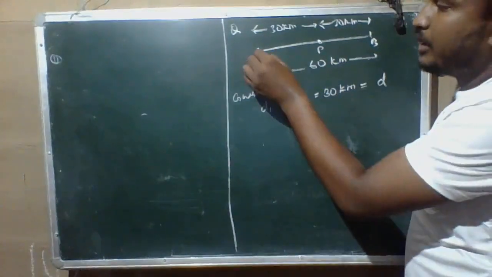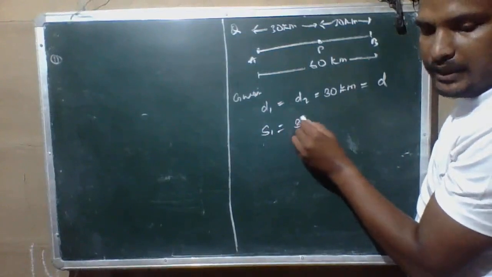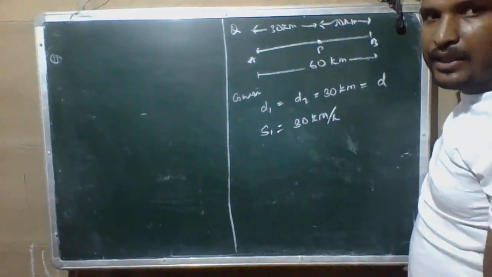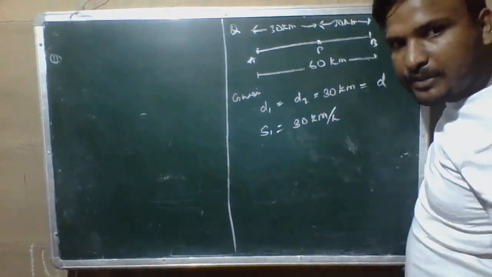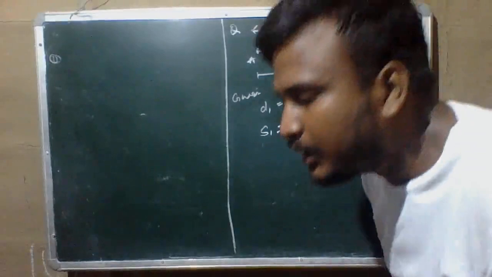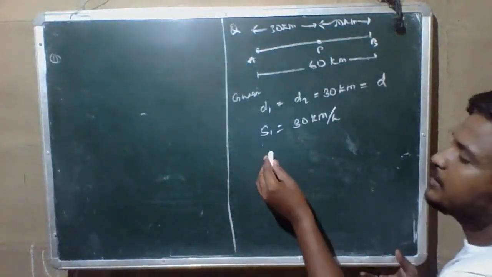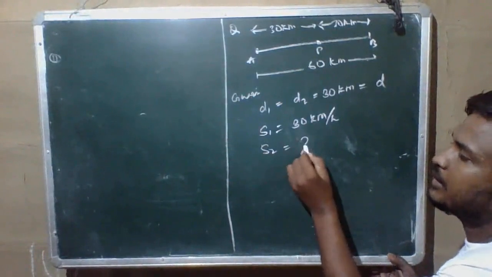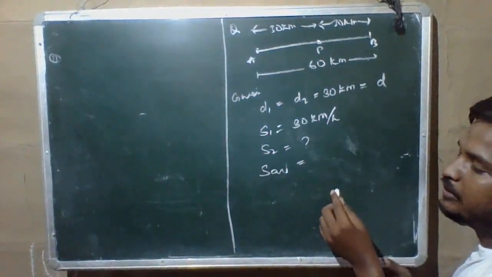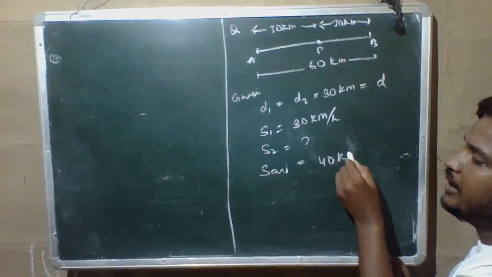In the first part, from A to P, what was the speed? The speed was nothing but 30 km per hour. But from P to B, how much speed was there? That we don't know. So our intention will be to calculate that speed. S2 we don't know, that we want to calculate, and S average for the entire journey is given as 40 kilometer per hour.